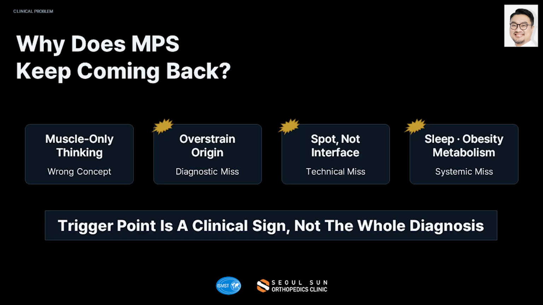Why do many patients improve temporarily and then return? The concept is too muscle-centered. The origin of overstrain is missed. The technique treats the spot, not the interface. And systemic drivers such as sleep loss, obesity, and metabolic inflammation are often ignored.